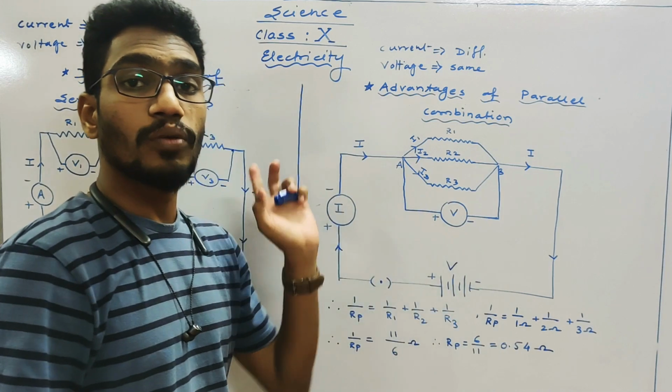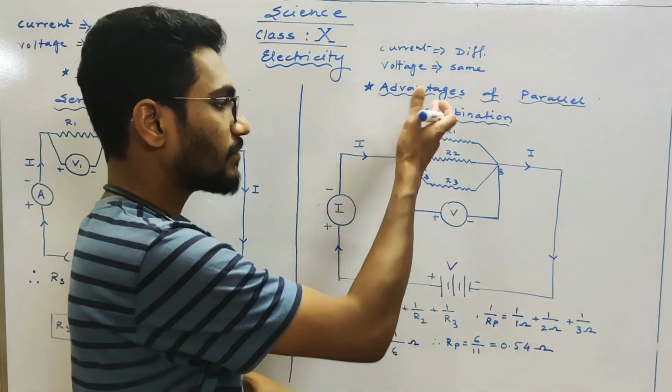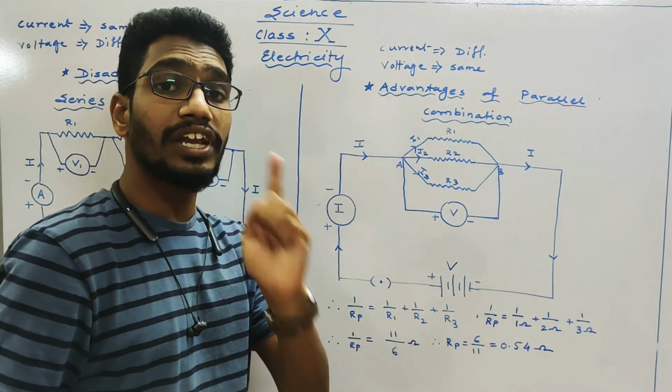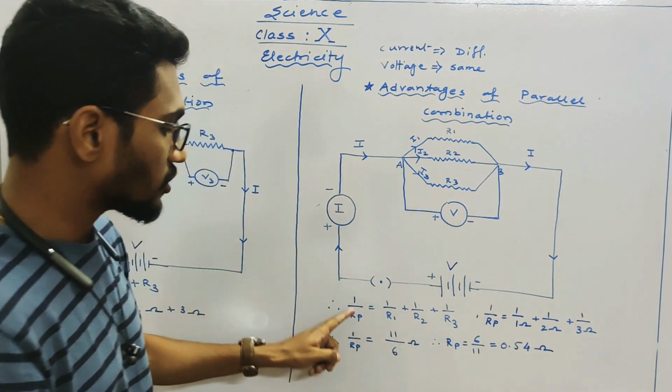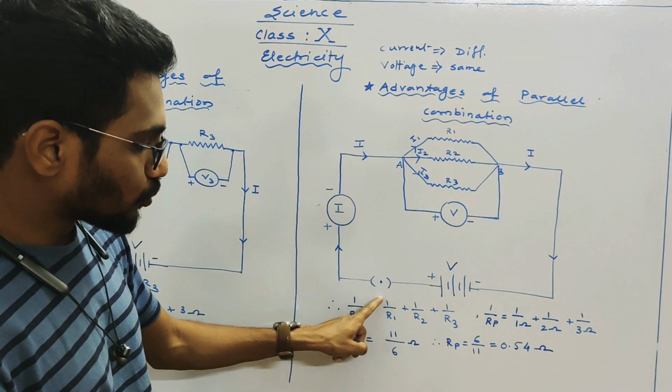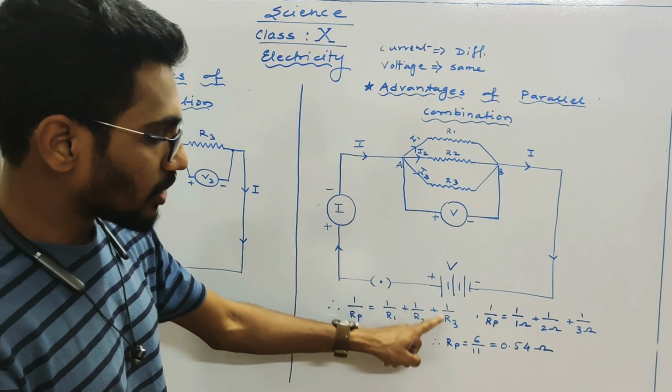So this is about series combination and parallel combination, and when we calculate this, we get the equivalent resistance in parallel combination, that is 1 by Rp equals 1 by R1 plus 1 by R2 plus 1 by R3.